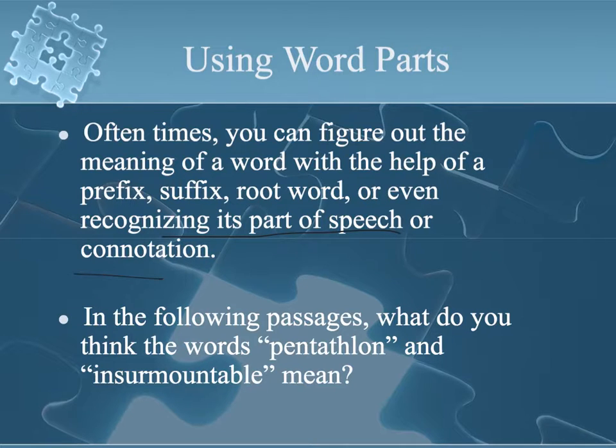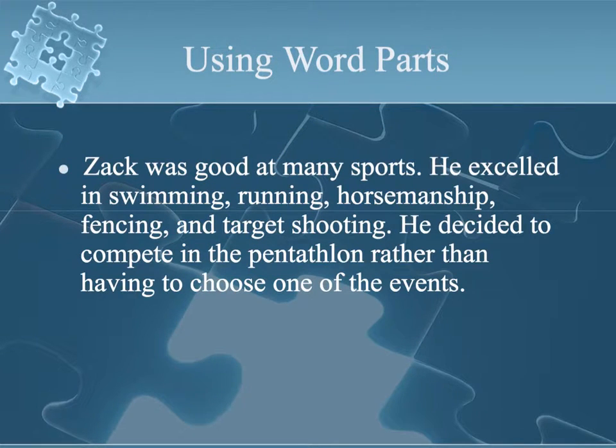And then there's that word again, connotation. That's something else we're going to be talking about soon. So we have two passages here. The first one we're going to try to figure out is pentathlon, and the second one is insurmountable. Zach was good at many sports. He excelled in swimming, running, horsemanship, fencing, and target shooting. He decided to compete in the pentathlon rather than having to choose one of the events. What do you think the word pentathlon means?